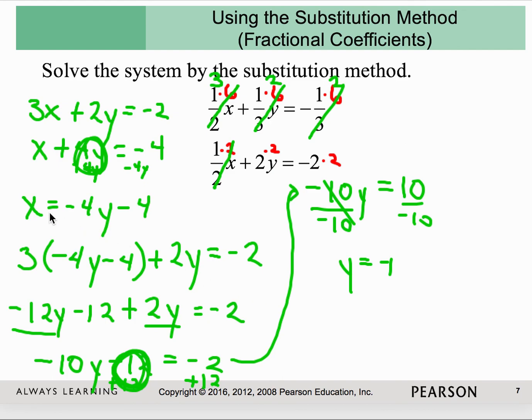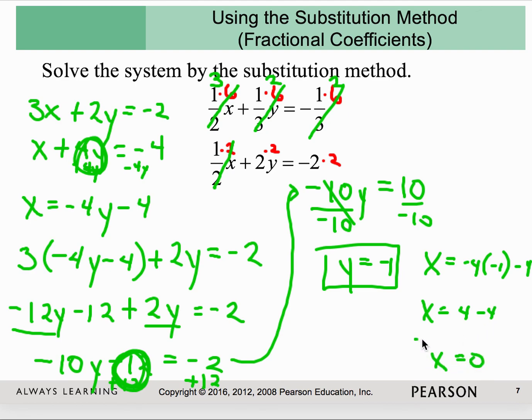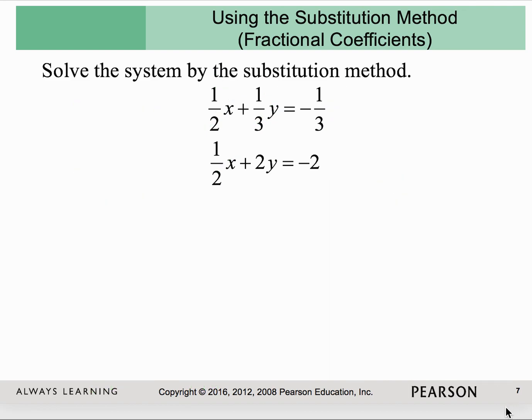Okay, and the easiest place to plug it in is right here. If y is -1, then x must be -4 times -1 minus 4. Okay, so x is 4 minus 4, or 0. y is -1, x is 0. Okay, so practice those, and then next time we'll look at another method, just a different method to solve the same kinds of problems. Okay.